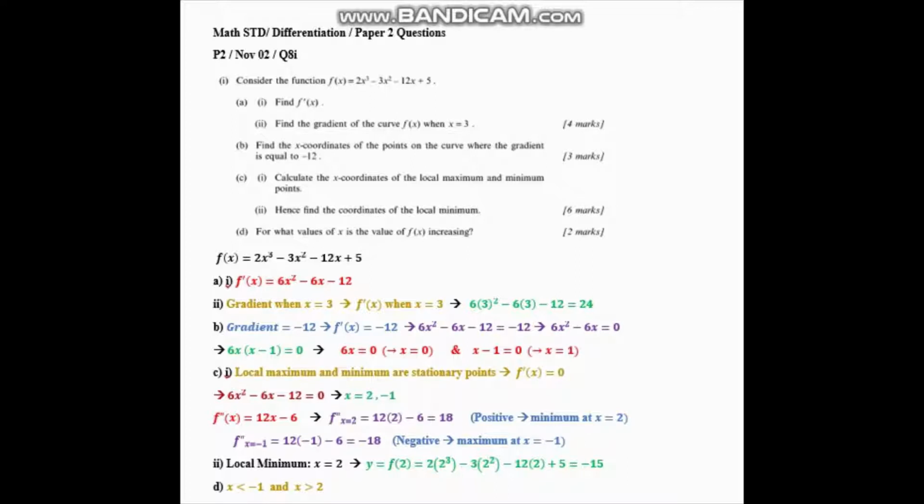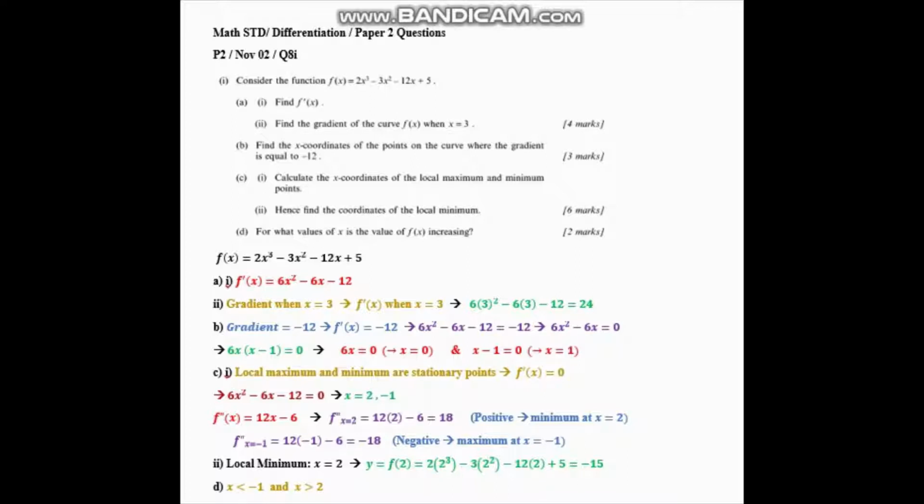If the answer is positive, the concavity is positive, so the point is at the bottom of the curve. It's a smiling curve and the point is at the bottom. So it's a minimum point. If f double dash is negative, the concavity is negative or downwards, so it's a frowning curve and the stationary point is a maximum. It's on top of the curve. And we have explained this in paper 1 videos on math studies differentiation as well, so you can check them out and you can check why the minimum point has positive concavity and the maximum point has negative concavity.